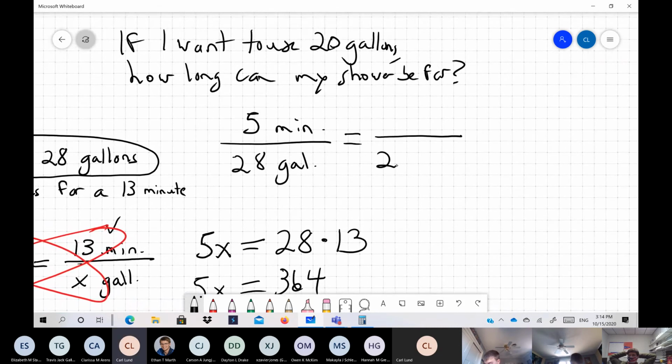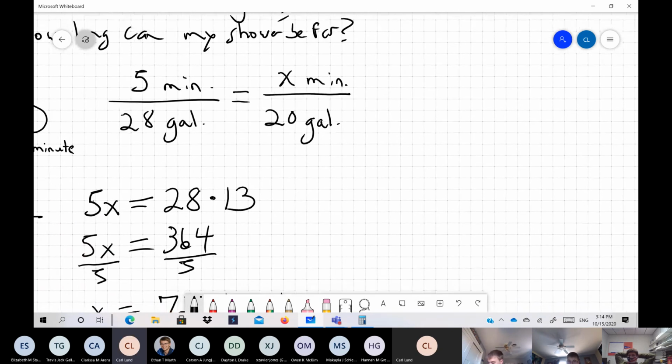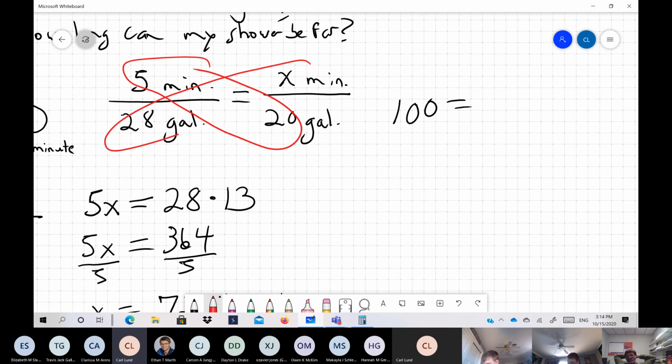We want to use 20 gallons of water. We're going to save 8 gallons. We want to know how long we should shower if we want to use 20 gallons of water. And so again, we cross multiply. 5 times 20 is 100. And of course, x times 28 or 28 times x is 28x.